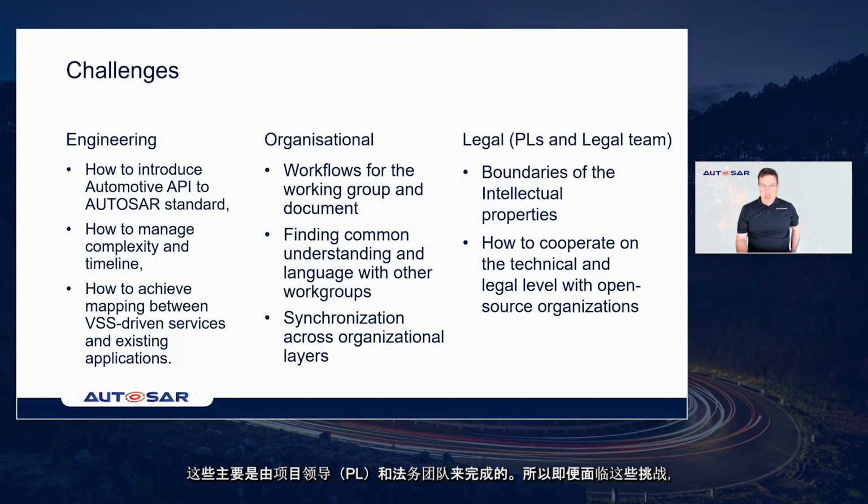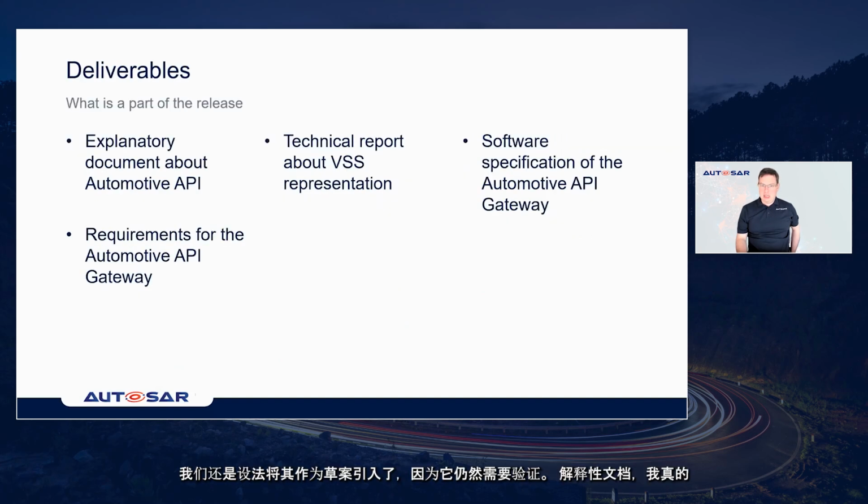So even with these challenges, we managed to introduce it as a draft because it still needs verification. External document. I really encourage you to look at this document because it provides more information about the concept. I mentioned earlier a technical report about VSS representation, which provides some kind of guidelines on how to generate or create other ARXMLs from VSS, and the software specification of the Automotive API gateway and requirements.